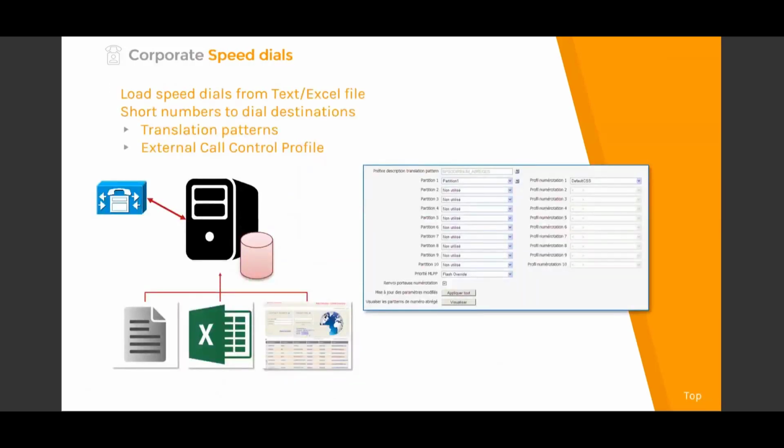We provide also a way to create speed dials, meaning short numbers which are converted into real numbers. This is done by using an external control profile associated to a route pattern or translation pattern, which changes the short number into a long number. It's maybe useful if, for example, the short number maps the customer ID, customer code. In this case, you can automate some applications very easily.